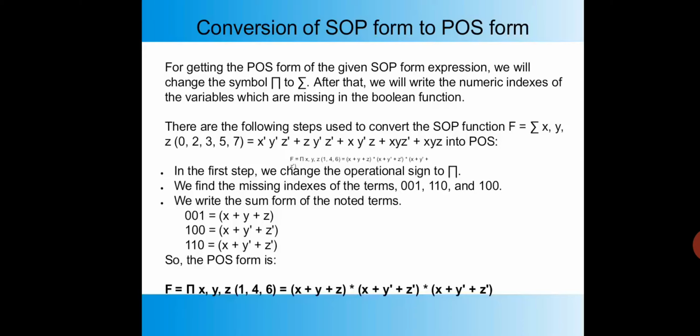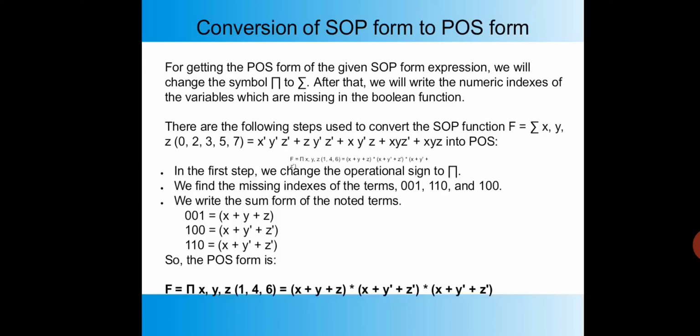For getting POS from the given SOP form expression, we will change the symbol from sigma to pi. After that, we will write the numeric indexes of the variables which are missing in the Boolean function. Now, there are the following steps used to convert an SOP function. The function is f = Σ(x, y, z) of 0, 2, 3, 5, 7. So how many numeric forms have you received? It is a total of 5 numeric forms.